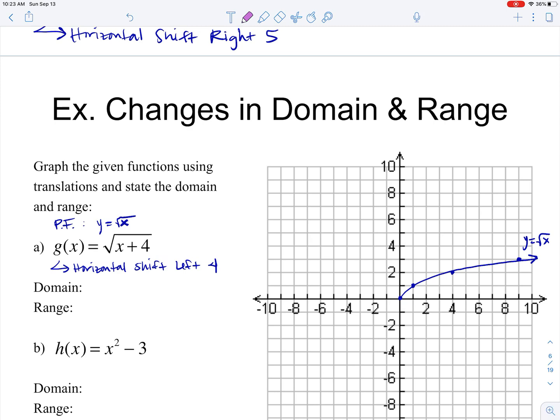And so the shifted function, left 4 units, 0, 0 would end up at negative 4, 0. 1, 1 would end up at negative 3, 1. 4, 2 would end up at 0, 2. And then 9, 3 would end up at 5, 3. So nothing has happened to the shape of the graph of the parent function to end up with g of x. Each point has just been shifted to the left 4 units.